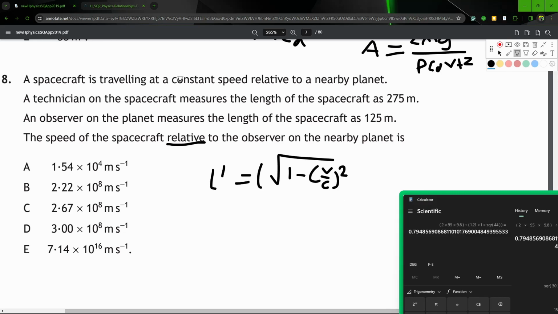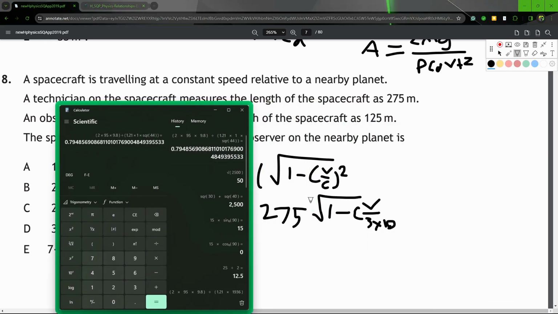Let's go and start plugging some numbers in. The original, non-prime L, will be what the technician measures, so that'll be the proper length, I assume. And then the observer would be the lower one. Okay, so then we just need to find this root here. And I already know the speed of light, it's 3 times 10 to the 8. And I have to move my calculator out.